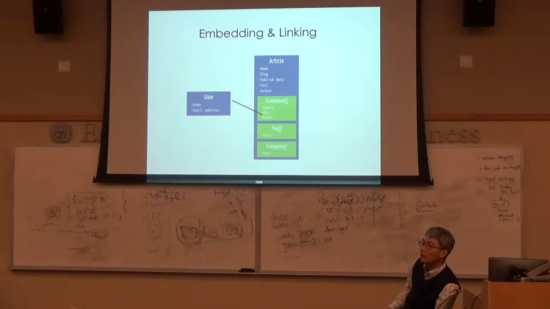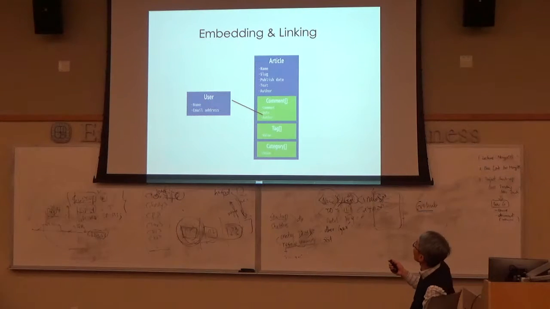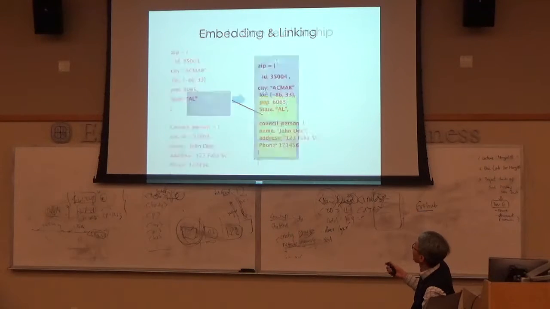For joining, there are different types in MongoDB. One is embedding. Embedding means, in the traditional relational database model, we have article, user, comment separate, tag separate, category separate; it is normalized. However, in the document database, we can include another entity as a part of an attribute using a list.